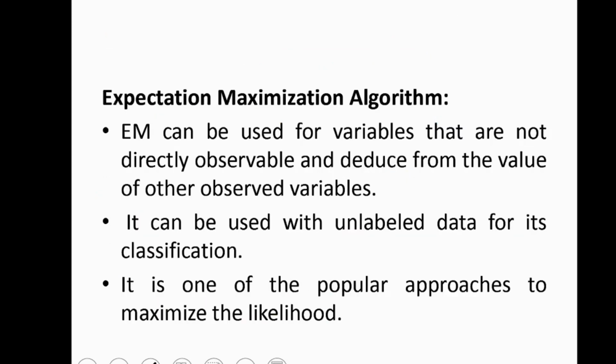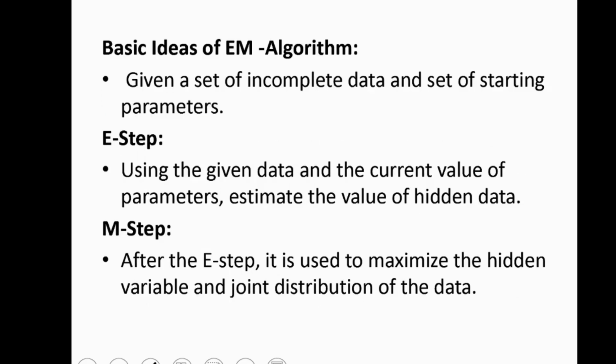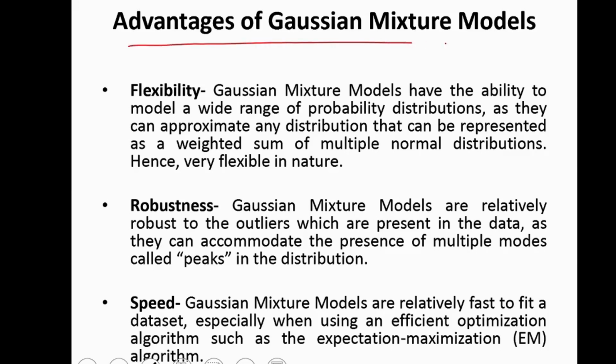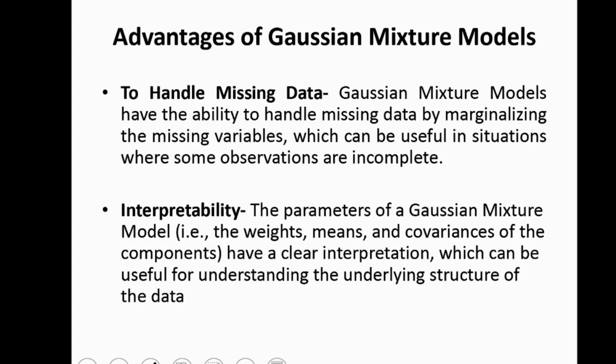So Gaussian mixture model has another name. We saw that it is also called the expectation maximization algorithm. Some more points based on that are again written. And these are the advantages of Gaussian mixture model. That is, it is more flexible and more robust, and we can get the data relatively very fast. Then you can handle the missing data, all that. So all these points you can read.